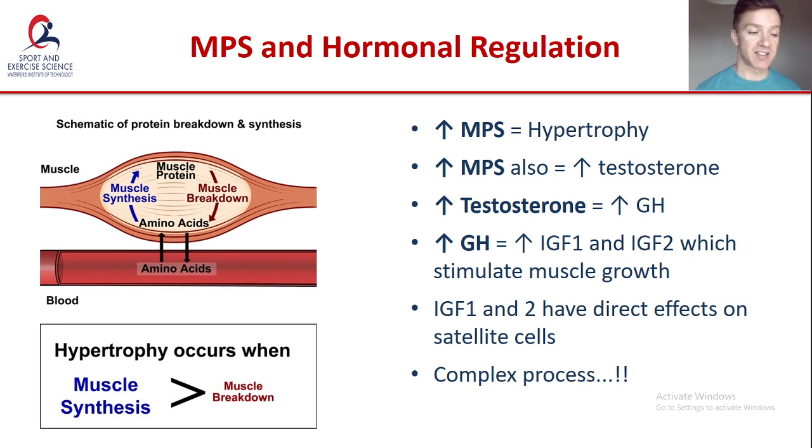Increased muscle protein synthesis also increases our testosterone levels. If we increase our testosterone levels, we'll get an increase in growth hormone levels. And then if we get an increase in growth hormone levels, we get an increase in other things like insulin-like growth factor, IGF-1, and insulin-like growth factor 2, which also stimulate muscle growth. IGF-1 and 2 have direct effects on satellite cells. You might remember that we very briefly mentioned satellite cells when we were talking about muscle structure. They're going to come back into play in the next lecture.